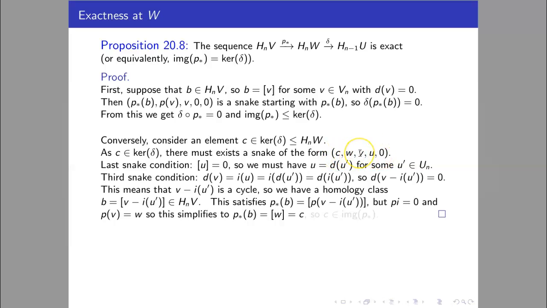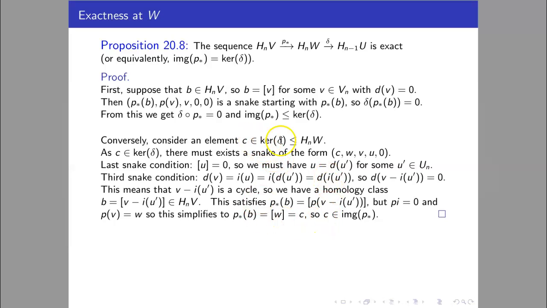CWVU is a snake. Second condition for that is that PV has to be equal to W. So in this here, you've got PV minus PIU prime. PIU prime is 0. PV is W. So this can be written as P star B is square bracket W. But again, the first snake condition is just that this C here is equal to square bracket W. So square bracket W is C. So we've seen that P star B is equal to C. C is in the image of P star. So that's the other half of what we needed.